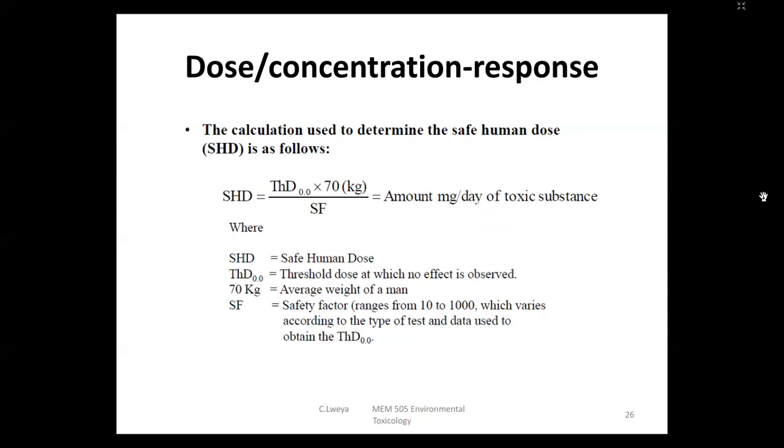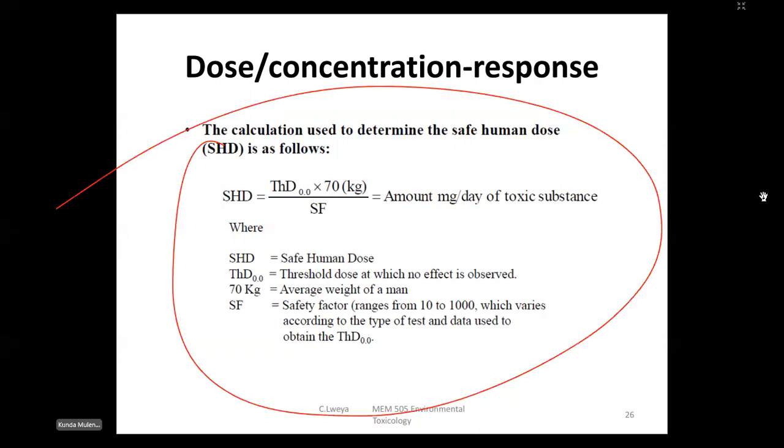Try to look at the safety, so that even after the headache goes, there should be no other side effects produced by the drug administered. So that's the formula that we use. Threshold, we're talking about the threshold dose at which no effect is observed. So you should know how much is to be given. Remember, we talked about that. Times 70 kg. 70 kg is not always 70, just the average body mass.